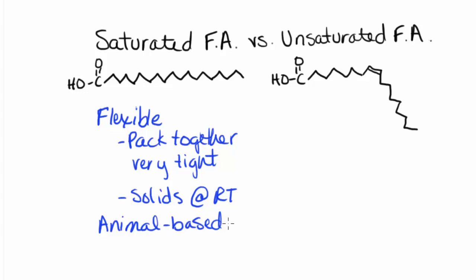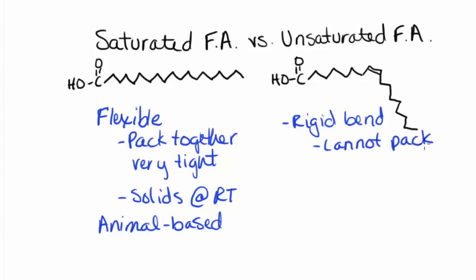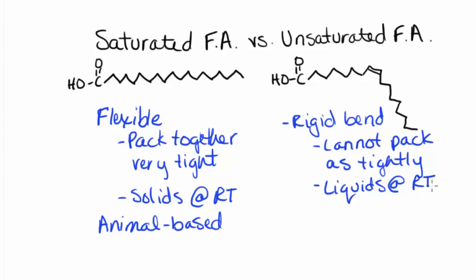On the other side of it, the unsaturated, because of that double bond that they have in the tail, they're going to have a rigid bend in them. That means that they cannot pack together as tightly because they have that really rigid spot. Since they can't pack as tightly, they will be liquids at room temperature. And these are going to be plant-based.